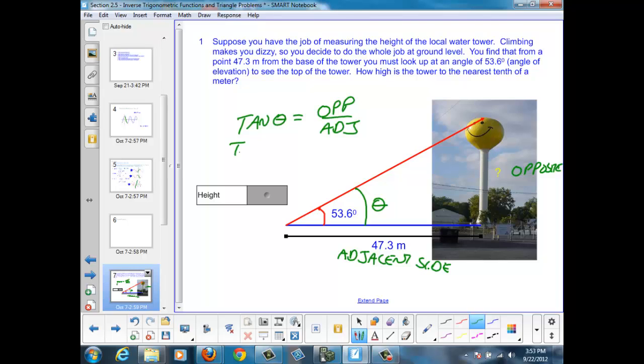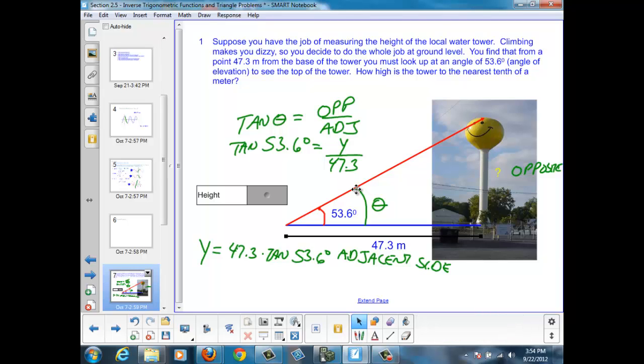So tangent 53.6 degrees equals my unknown, I'll call that y since it's a vertical distance, over my adjacent 47.3. Solving for y gives me y equals 47.3 times the tangent of 53.6 degrees.